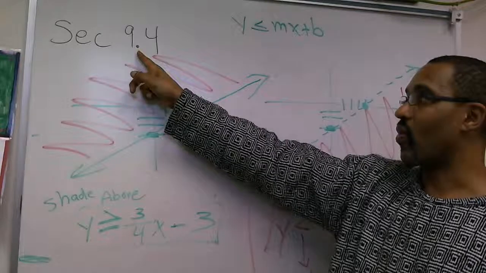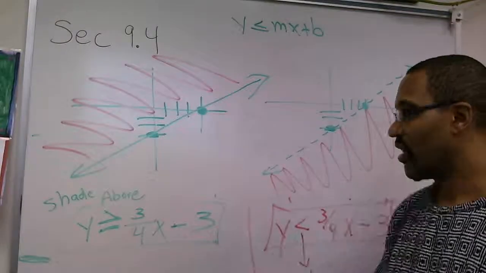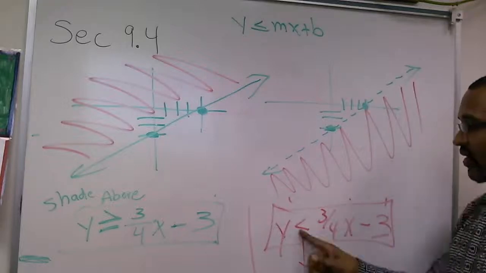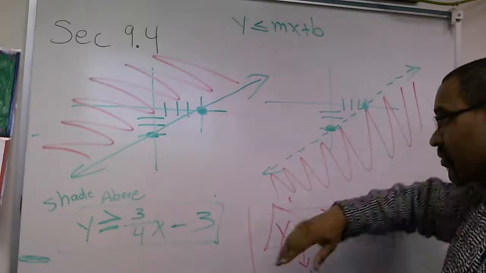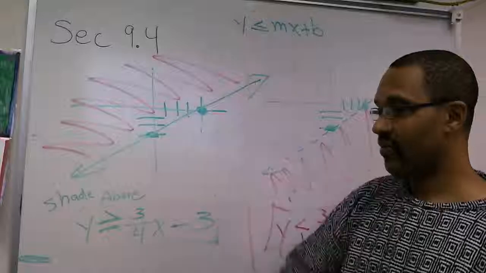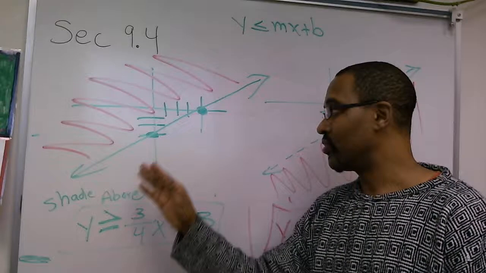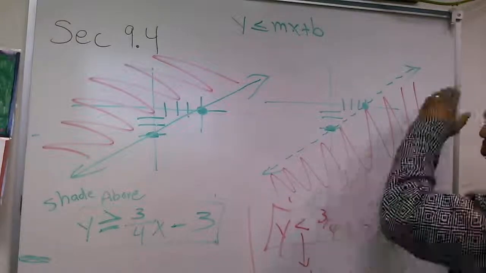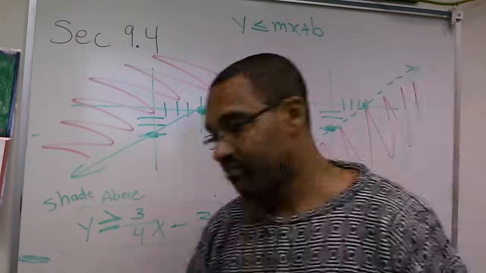That's how we graph using the slope and the intercept. Linear inequalities for 9.4. Begin, move. Less than, below. Greater than, above. Greater than or equal to, solid line. If it's just less than or greater than, broken line. That's it. Thanks very much.